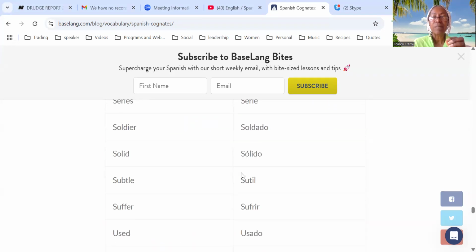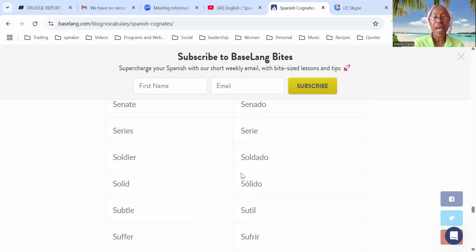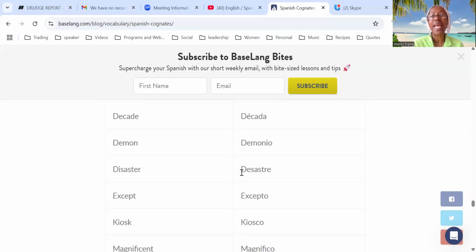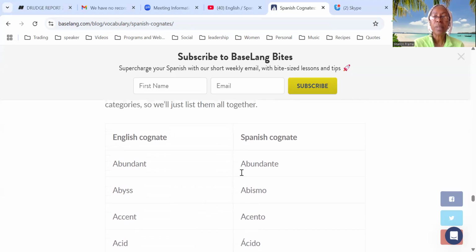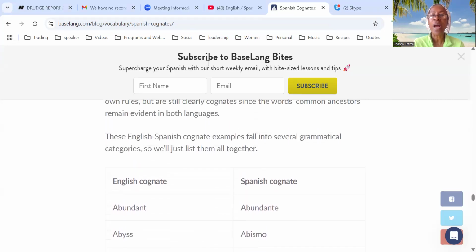This is stuff that you're not going to learn just anywhere on your own. So there you have it. That's one way that you can explain and teach about cognates. Make sure that you have examples.